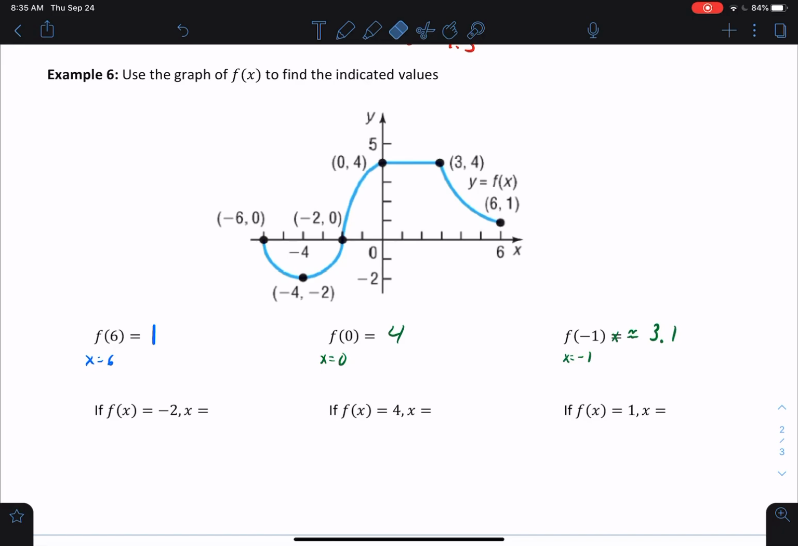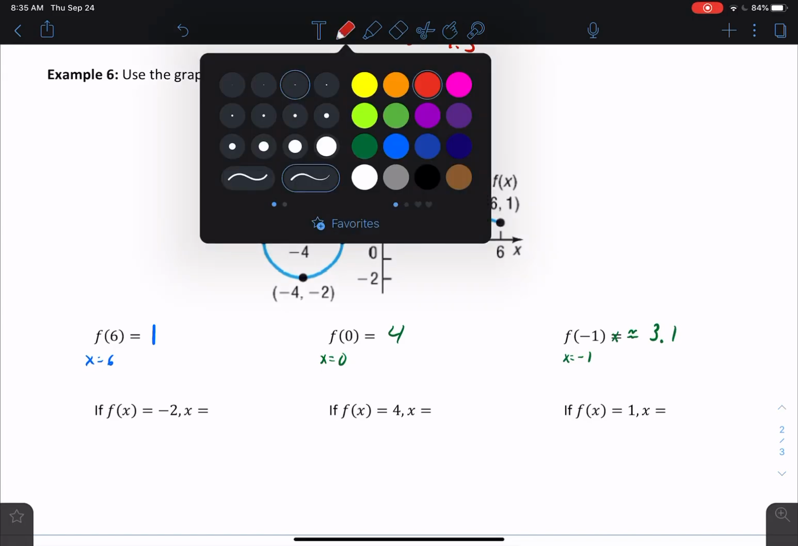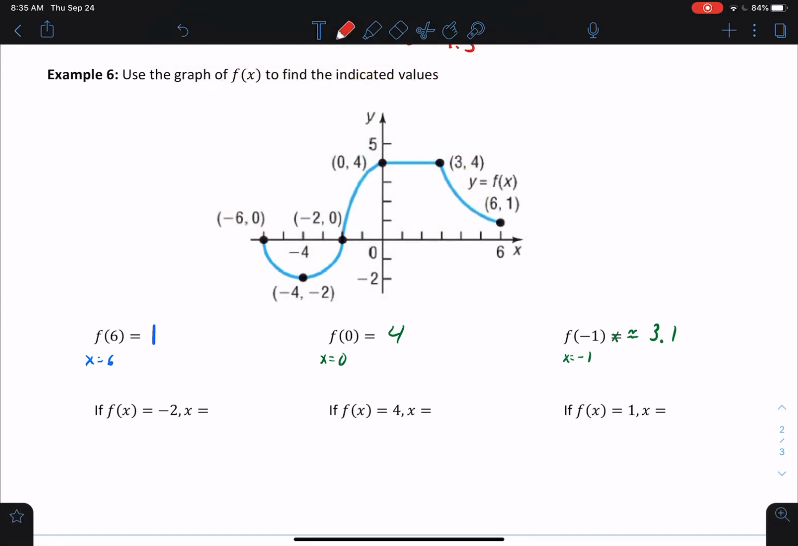All right, now I'm giving you an output. If f of x is equal to negative 2, so here I'm telling you the y value is negative 2. So I look here, where do I get an output of negative 2? At this point right here. Okay, so what do I have to plug in for x to get out an output of negative 2? I have to plug in negative 4.